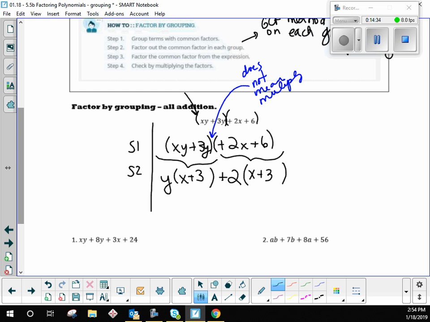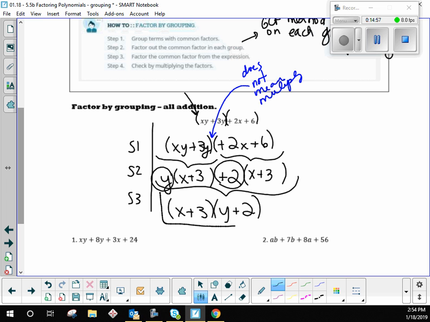So then the next step, it says factor the common factor from the expression. So we did GCF on that group, GCF on that group, and now we're going to do GCF on the whole thing. What's both groups' thing that they have in common? Right, x plus 3. And then what's their leftovers? y plus 2. Okay, and if you FOILed or did double distributive on there, you'd end up with the original problem.